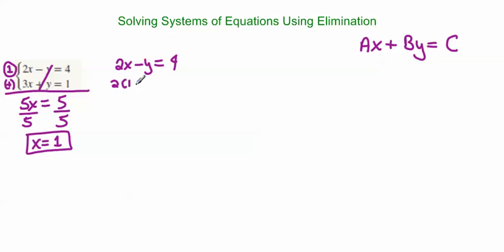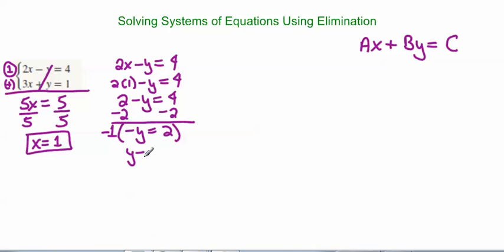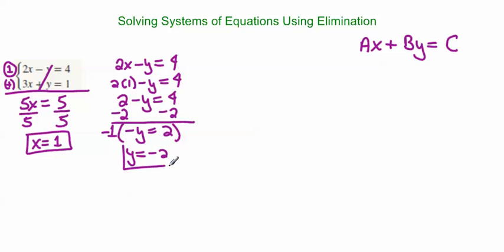So 2 times 1 minus y is equal to 4. 2 times 1 is 2 minus y is equal to 4. If I subtract 2 from both sides, I get negative y is equal to 2. And I'm solving for positive y, so I'm going to multiply everything by -1, and I get y is equal to -2. If you write your answer as an ordered pair, it must go in a set of parentheses, x, comma, y.